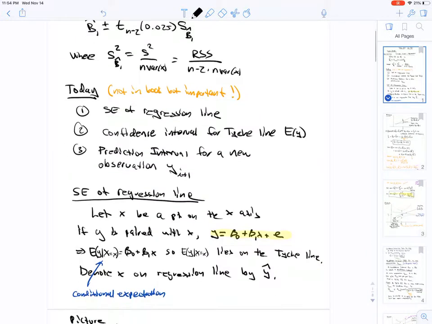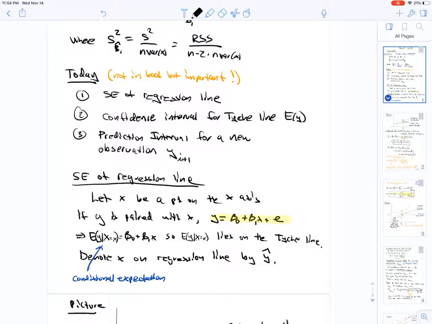So the topics today are not in your book, but they're very standard and very important. The first one is about the SE of the regression line itself, not just the regression coefficients. The second is a confidence interval for the Tyche line. We'll see that the regression line is an unbiased estimator of the Tyche line. And lastly, we'll talk about a Bayesian topic, namely prediction intervals for a new observation.